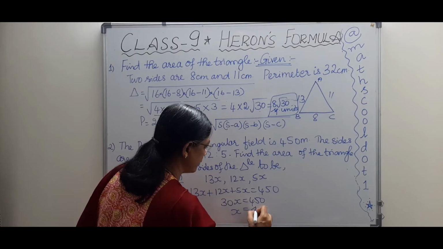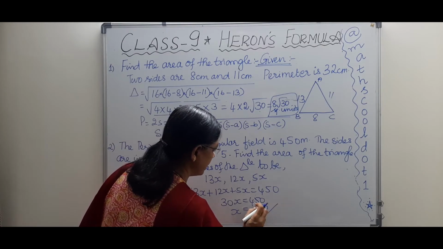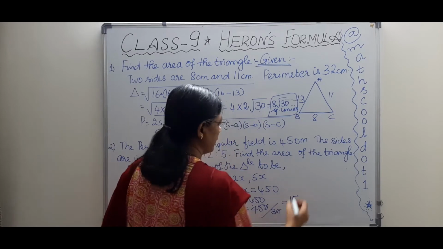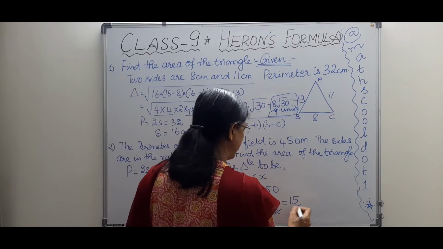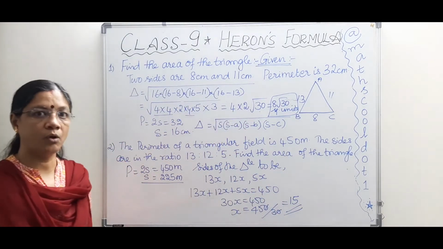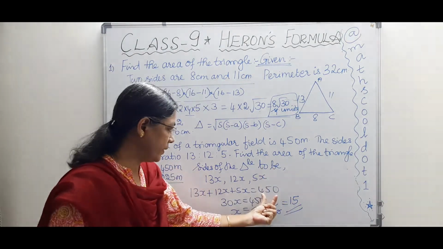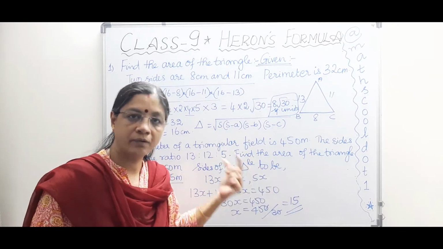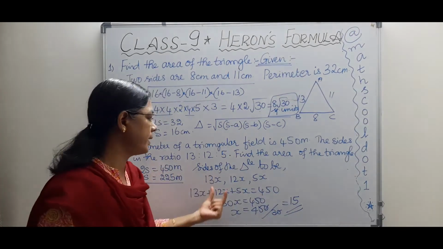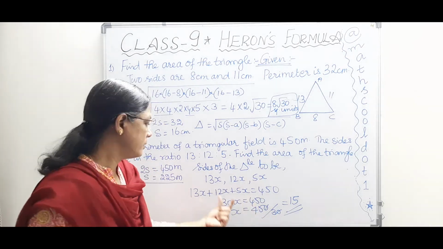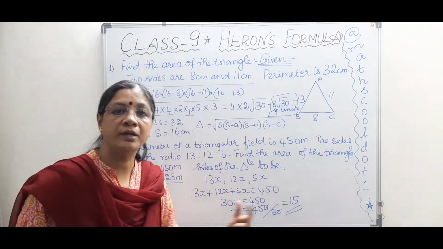Therefore x is equal to 450 divided by 30, you get 15. How did we get 15? We added all these things and equated to 450, because adding the sides will give you the perimeter. So 13x plus 12x plus 5x, that is 30x, is equal to 450. Therefore x is equal to 15.